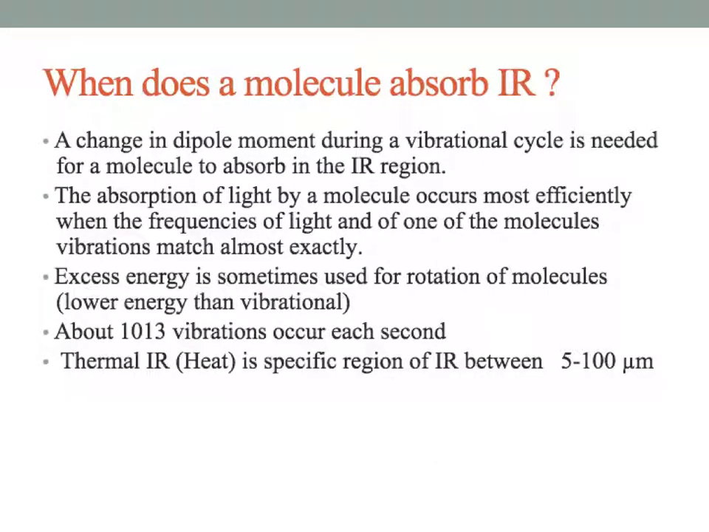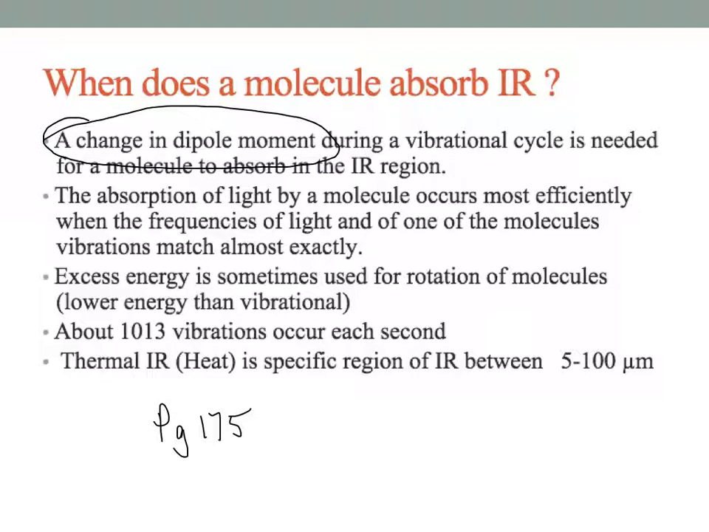So I just said light is most likely to be absorbed by a molecule when its frequency almost exactly matches the frequency of an internal motion within the molecule. This statement is on page 175. So when is it most likely to be absorbed? For the IR region, you are looking for the selection rule, a change in dipole moment. The absorption of light by a molecule occurs most efficiently when the frequencies of light and the vibrations almost exactly match.